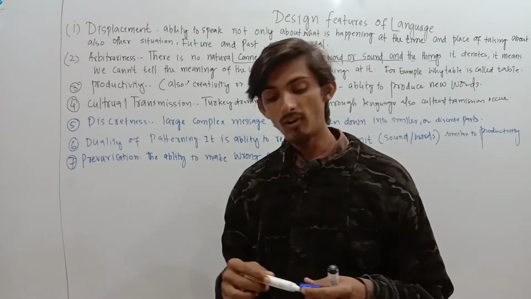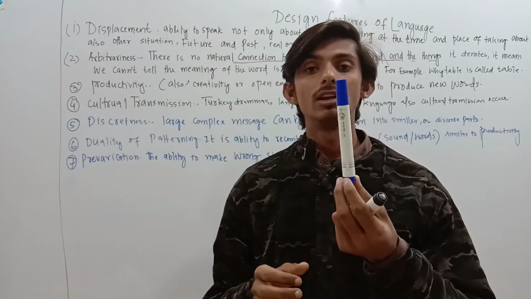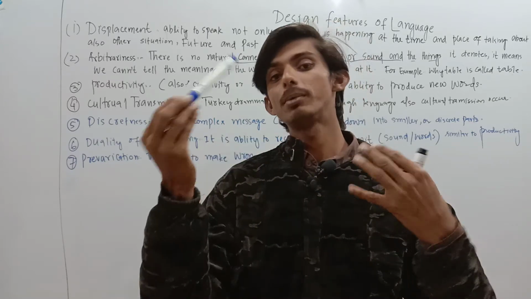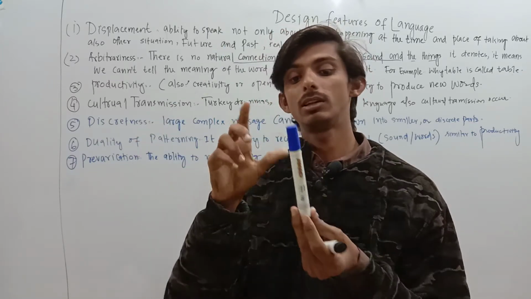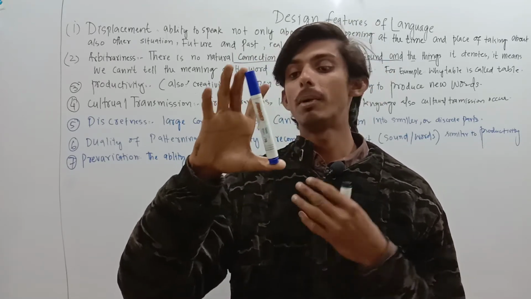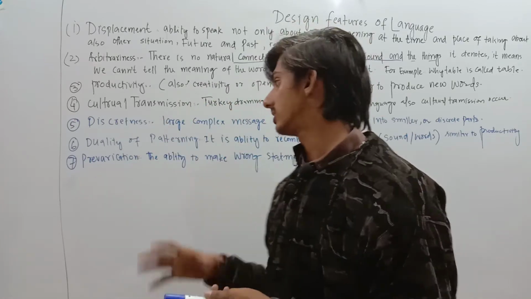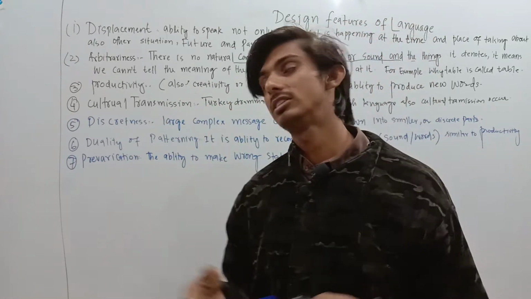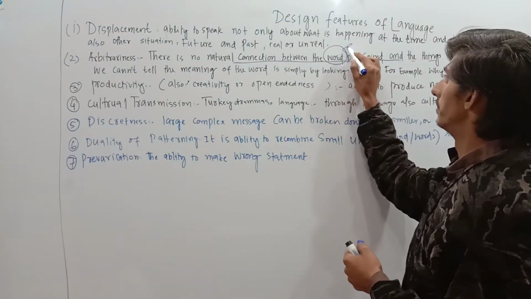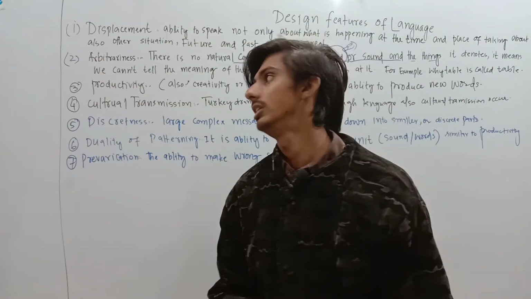So what is arbitrariness? For example, this is a pen. Why is the name of the pen "pen"? There is no logic behind why the name of the pen is pen. There is no real logic about why this is a pen, or why this is a table. There is no real connection between a word and its meaning. This is why we call language arbitrary.